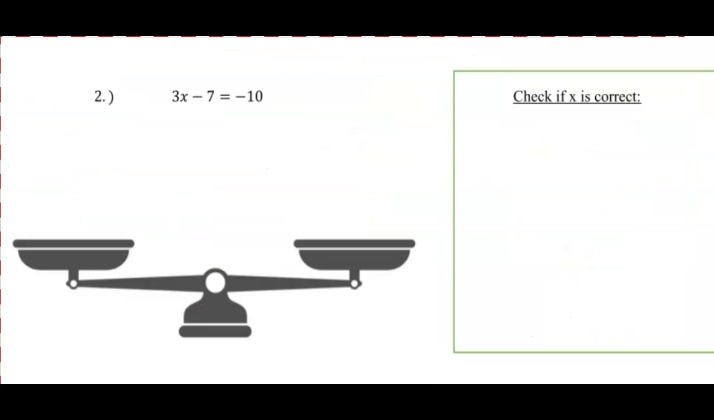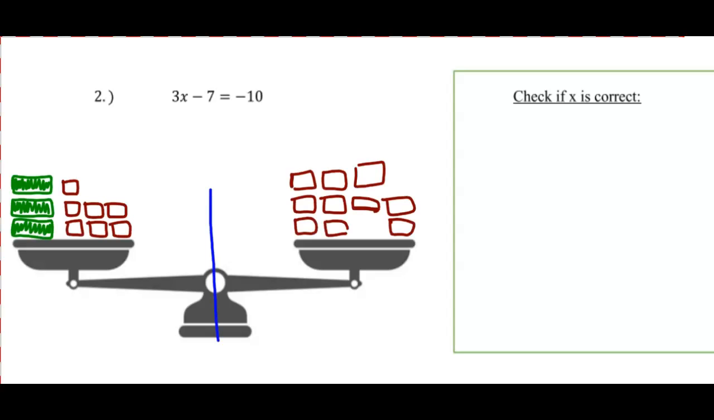Okay, 3x minus 7 equals negative 10. I want you to build that equation on your balances. So draw 3 x's, 7 negatives on the left side, and then 10 negatives on the right side. Should look like this. Pause your video to draw that picture.